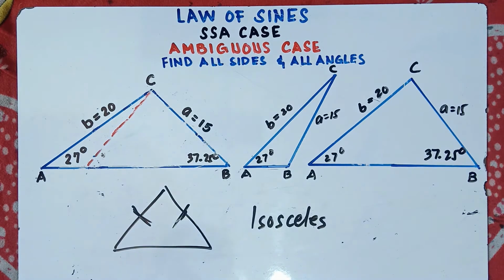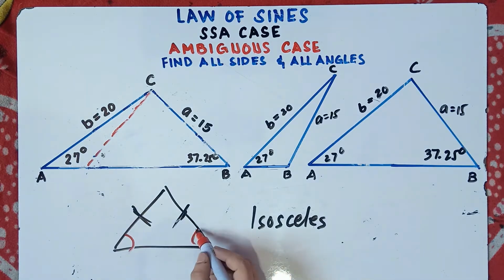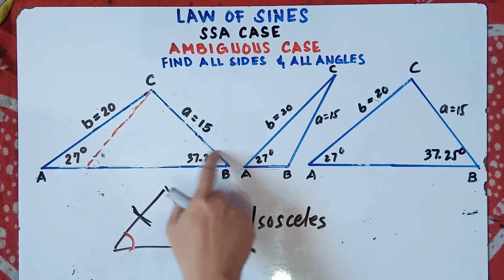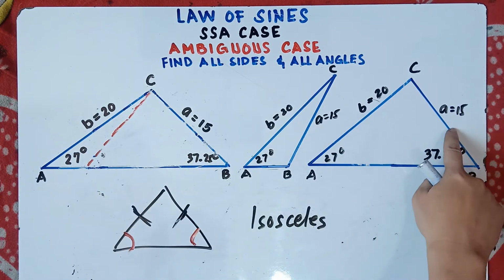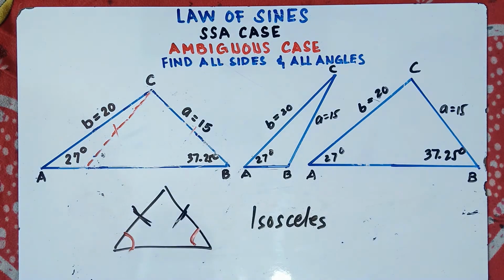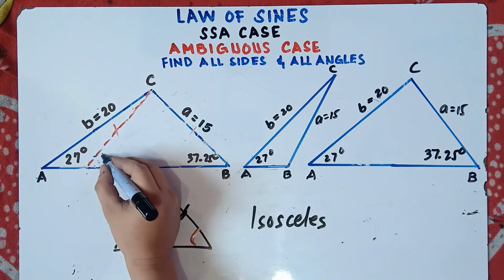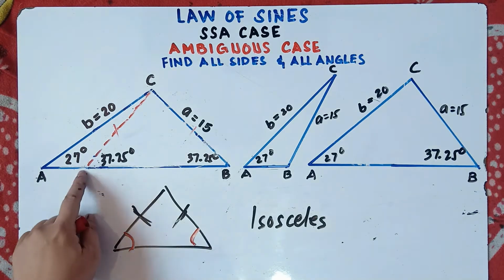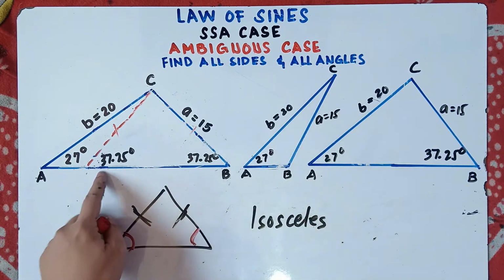Therefore, this angle right here is congruent to this angle because this is an isosceles triangle. They have the same side. We rotate this one, and this side will be congruent to this side. So if this is 37.25 degrees, therefore this is also 37.25 degrees.